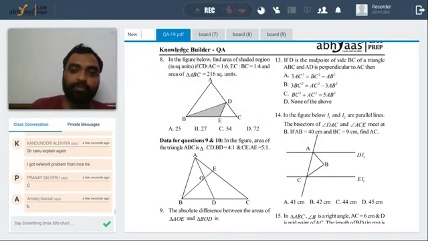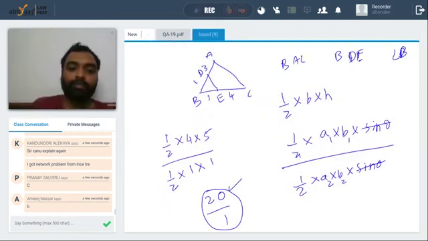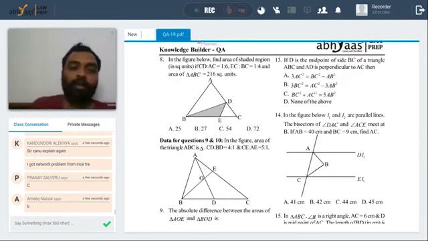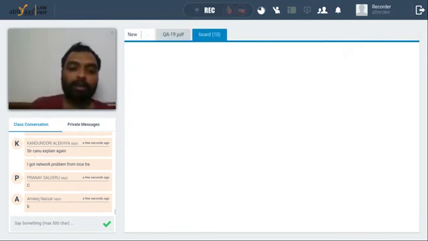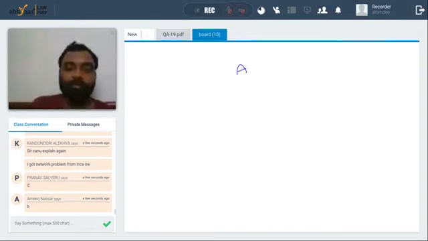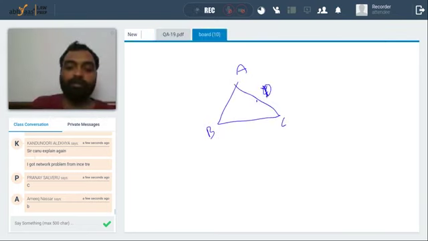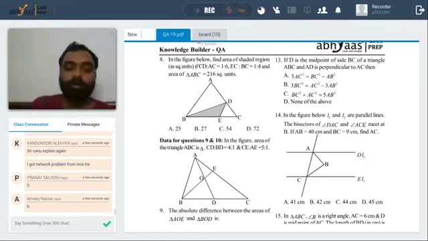I'm not able to use it. I'll draw the triangle again here because I'm not able to use the pen here. So it is ABC, right? A, B, C. Somewhere here E is there. Okay. So very quickly I'll do. Sorry, not E. This is D. E is here.